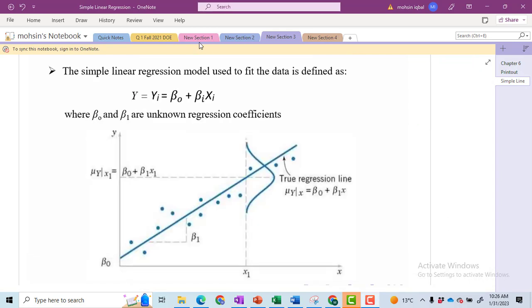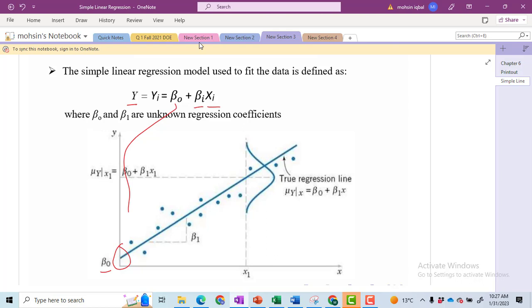So this is the mathematical model for the simple linear regression, where y is my dependent variable and x is my independent variable. Sometimes we call y as yi. This beta naught is the y-intercept and it is shown there. It is the point where our line intersects the y-axis and is known as the y-intercept.